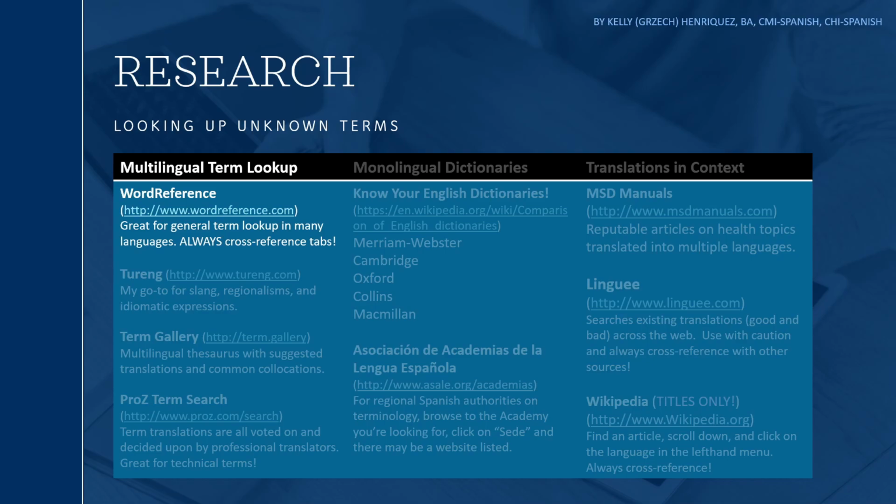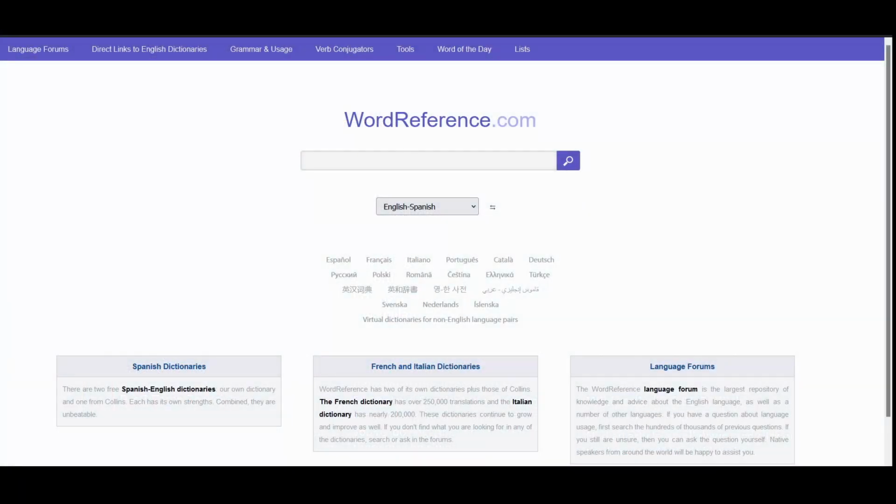So multilingual term lookup, this is going to be your English-Spanish dictionaries, your English-whatever other language is available on these particular websites. And the first one that I like to recommend a lot of the times is actually Wordreference. And I'll show you why here in a second. So here we have Wordreference. I'm switching between all these windows here.